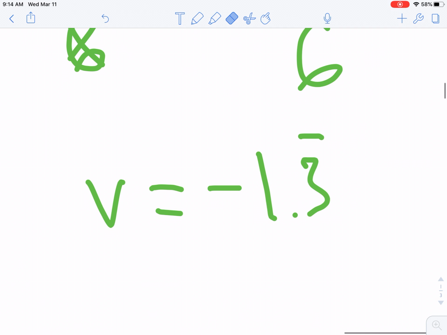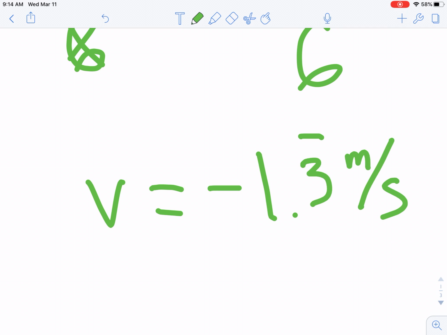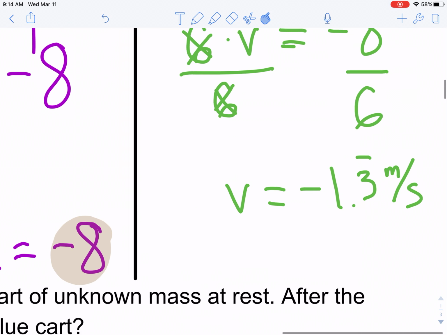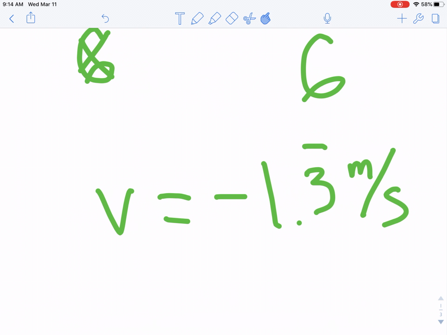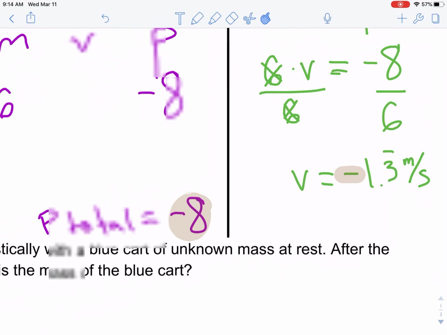That little line just means that it's 1.33333, 1.3 repeating meters per second. And we are allowed to make this prediction because of the law of conservation of momentum. And we know that the objects are moving to the left, which is what we predicted initially, given that the blue car had more momentum. Okay, so that's how we use an MVP chart.